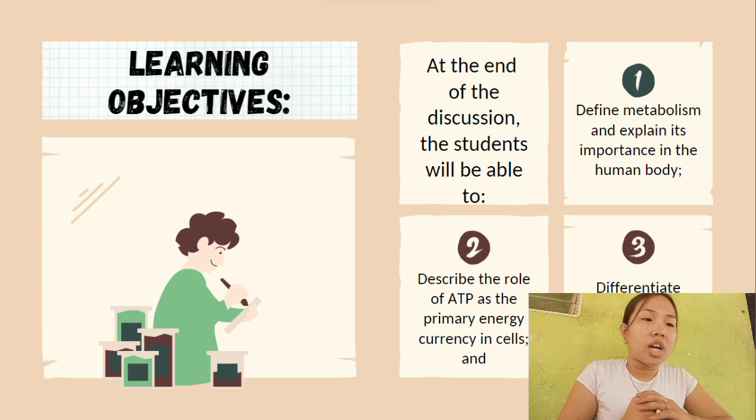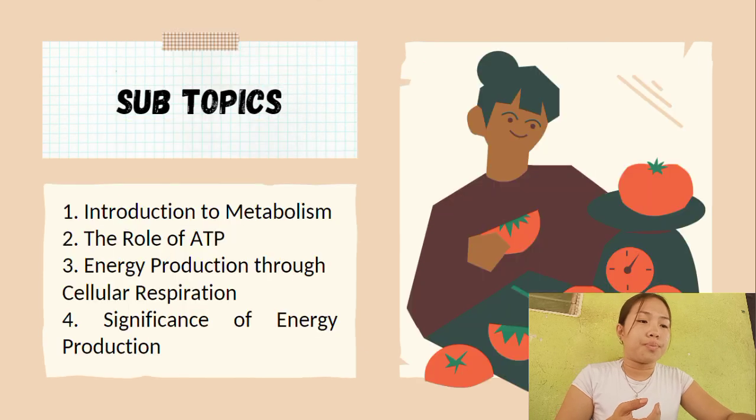At the end of the discussion, the students will be able to define metabolism and explain its importance in the human body. Next is to describe the role of ATP as the primary energy currency in cells. And lastly, to differentiate metabolism, ATP, and energy production.